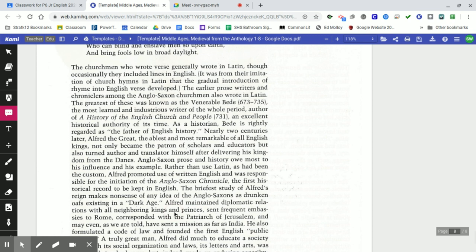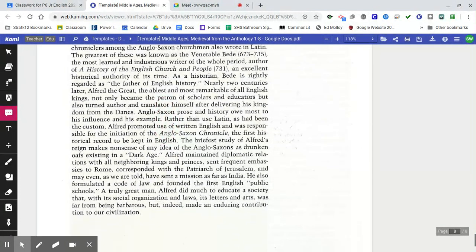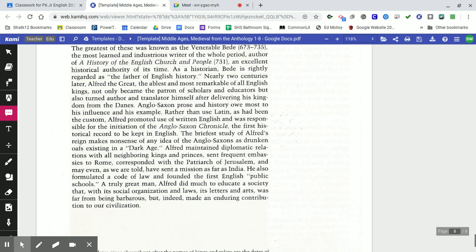So apparently what happened is when the church took over, the people of the church would write in Roman, Latin, and so most of the writing that was going on was in Latin. But eventually, written English began to be introduced, and Alfred promoted the use of written English.